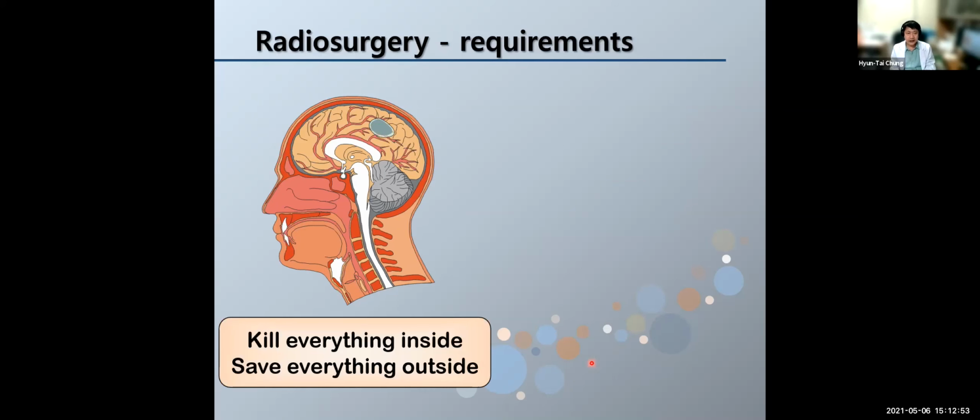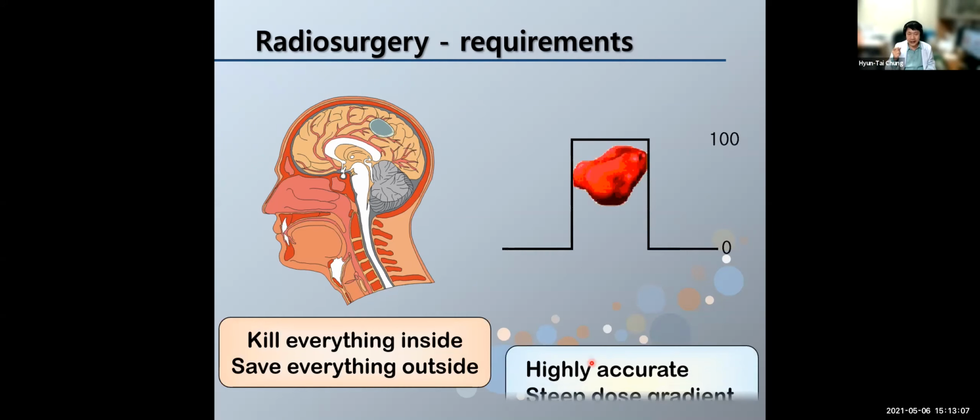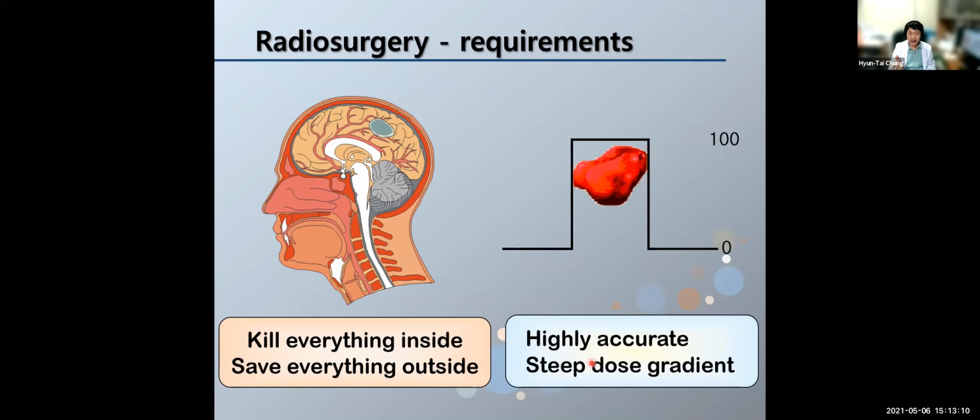So now let's focus on radiosurgery. We want to kill everything inside our target, and we want to save everything outside. In order to approach this goal, we need very high accuracy to locate the target and focus the radiation. Also, the radiation should be as steep as possible. This infinite slope is ideal, but we know that it's not possible in the real world. In the real world, we use many different approaches to focus the beam. It differs from device to device.